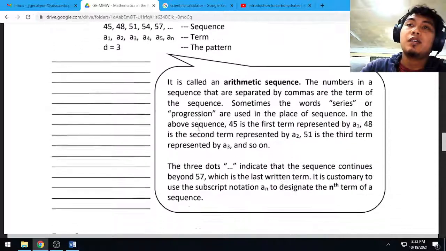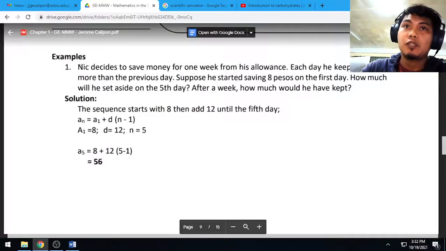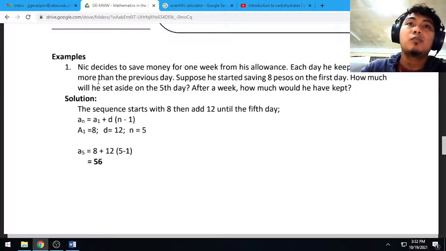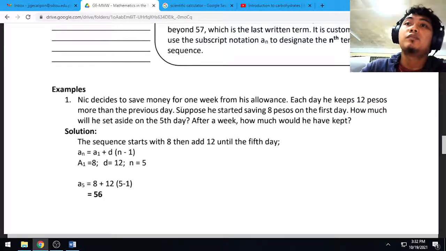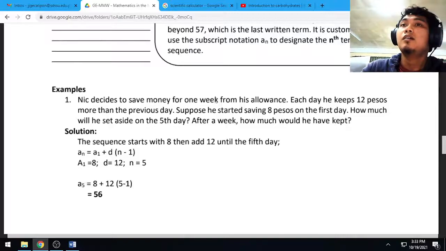Halimbawa, sa exam, ganito yun. Halimbawa, this word problem. Example number 1. Sabi dito, Nick decides to save money. So, saving. Ito yung mga application niya. Save money for 1 week for his allowance. Nag-decide si Nick na mag-save ng pera for 1 week na nanggagaling sa allowance niya. Each day, so every day.